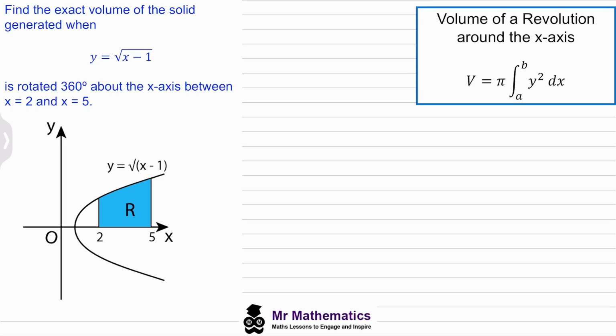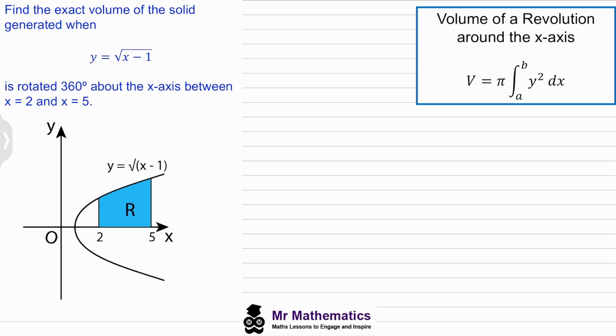Hey everybody, in this video I'm going to show you how to find the volume of a solid of revolution about the x-axis for the equation y is equal to the square root of x minus 1. So we have this region, and this region is rotated 360 degrees about the x-axis to create a solid of revolution. To find its volume, I showed you in a previous video, this is equal to pi times the integral between the limits of a and b of y squared integrated with respect to x.